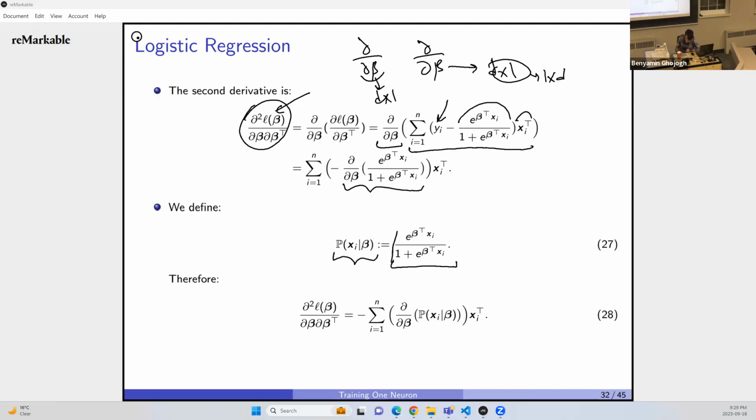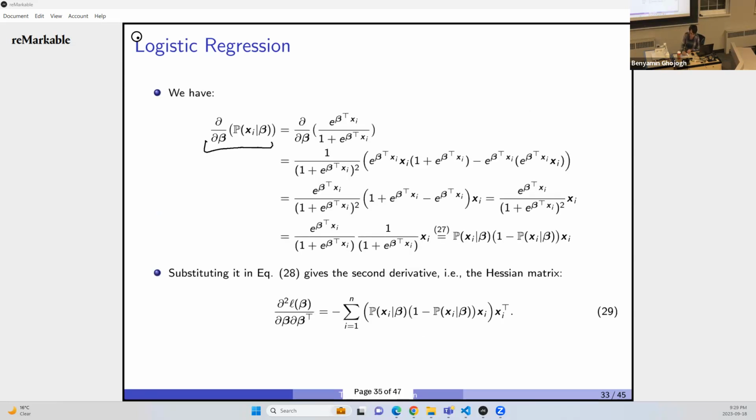I define this function as this. This is my definition. So simply, I replace this with my definition. I have this derivative, and I bring this negative outside of the summation. Therefore, we need to calculate this derivative.